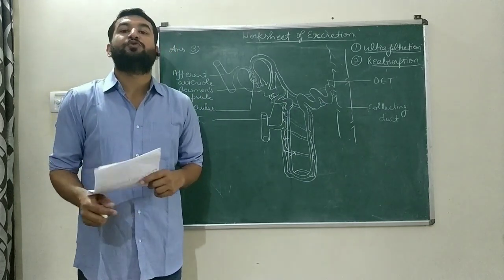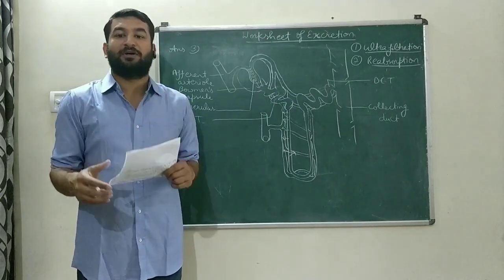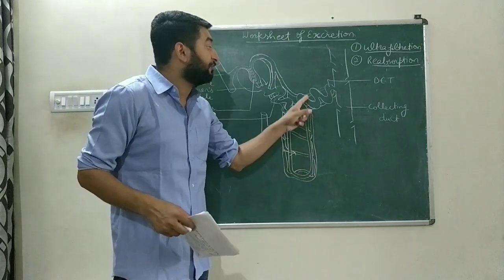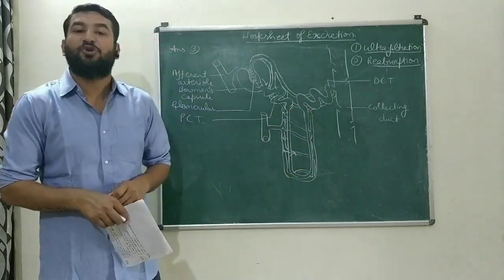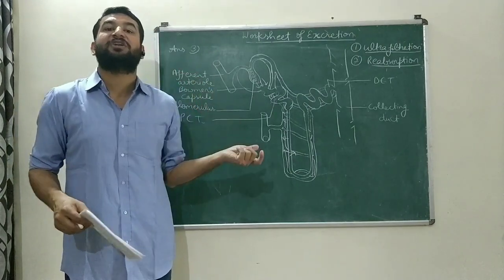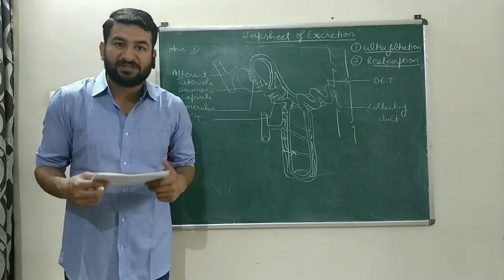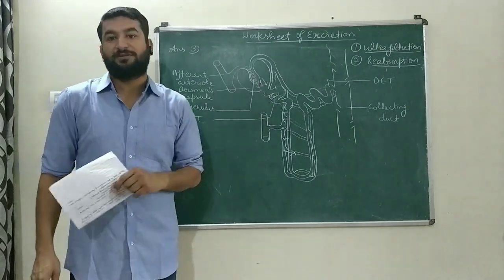The reabsorption of useful material like glucose, amino acids, salts and water in the tubular part of nephron is known as tubular reabsorption. There is one more question in your worksheet. Name the four materials which are reabsorbed. The four materials which are reabsorbed are glucose, amino acids, water and salts.